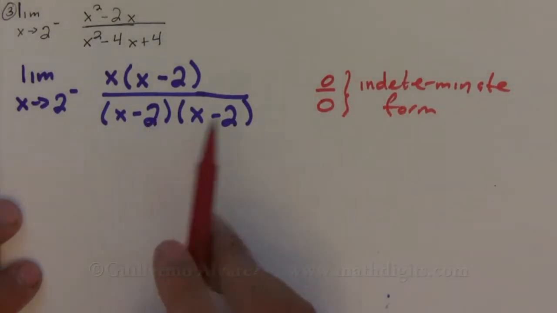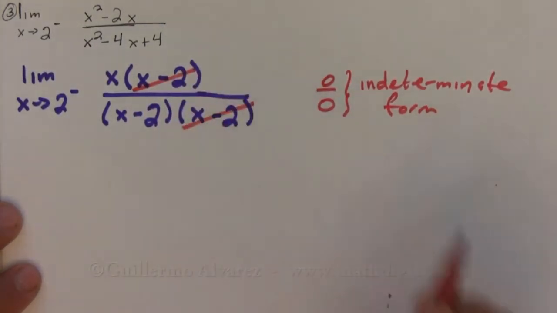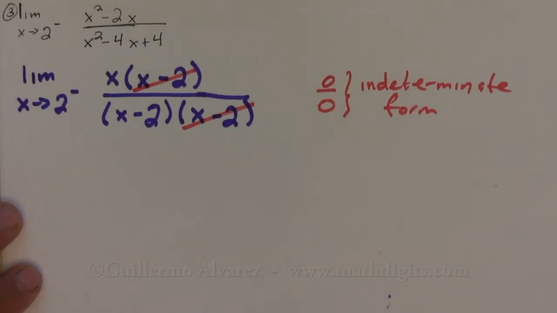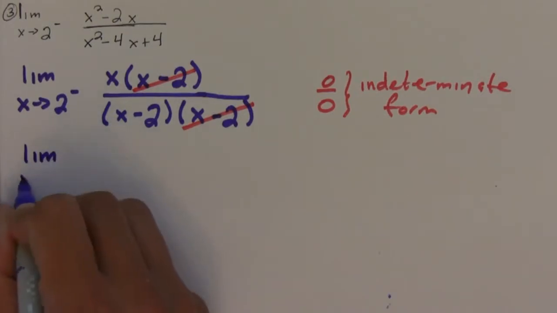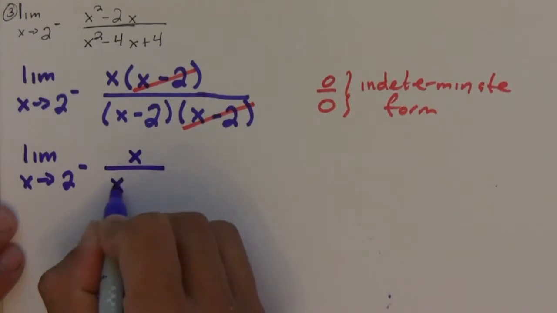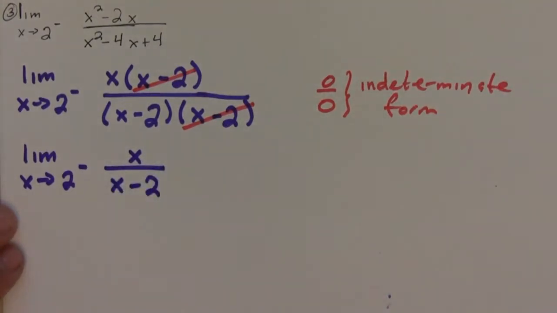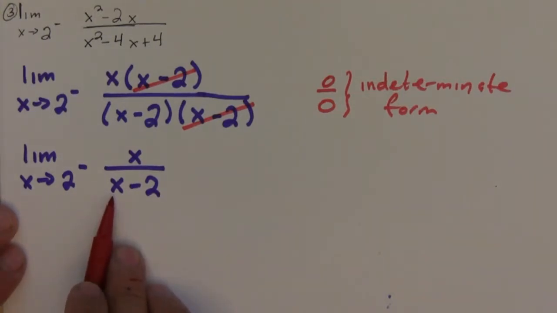And so notice here that the x minus 2's are going to cancel. And if I rewrite it, I would have the limit as x approaches 2 from the left of x over x minus 2. And now notice that this is a rational function, and this is going to have a vertical asymptote at 2. So we're going to have an infinite limit here.